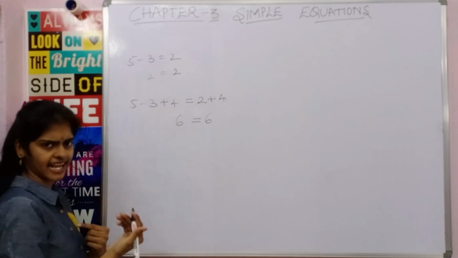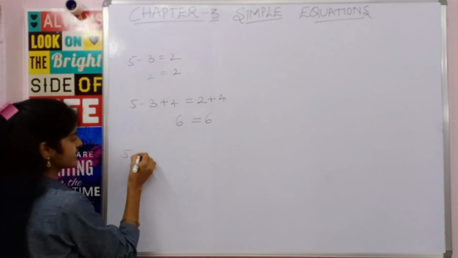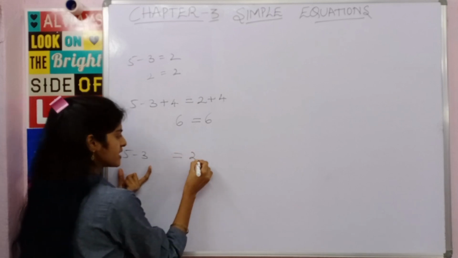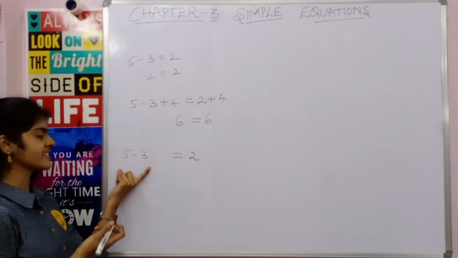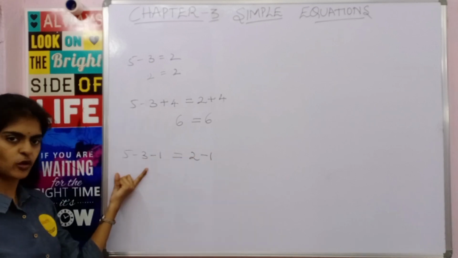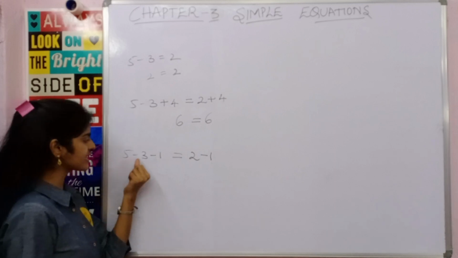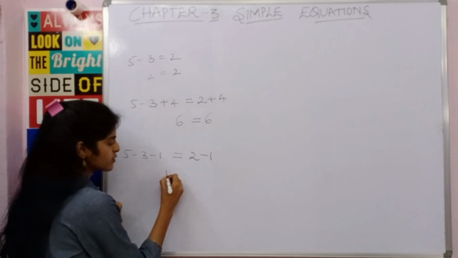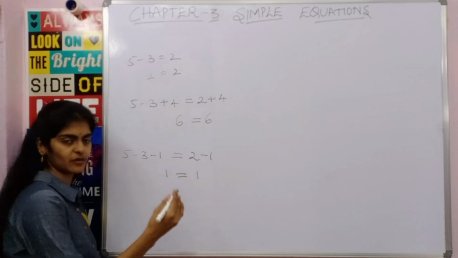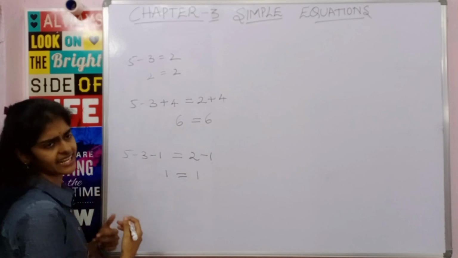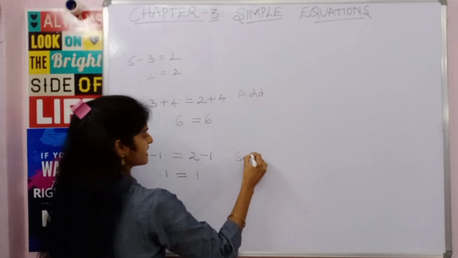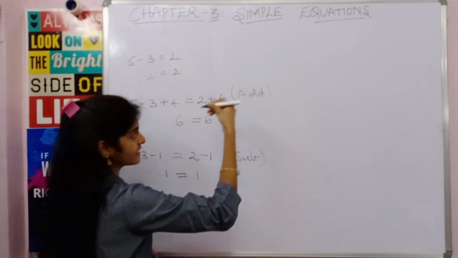Now let us take another case. Let us subtract. This is the equation: 5 minus 3 is the LHS of the equation, equal to 2, the RHS of the equation. Now let us subtract 1 from both the sides. 5 minus 3 is 2, 2 minus 1 is 1. And here 2 minus 1 is 1. Here also you can see LHS equal to RHS. Clear? Here you have subtracted the same number on both the sides, and before you had added the same number on both the sides.